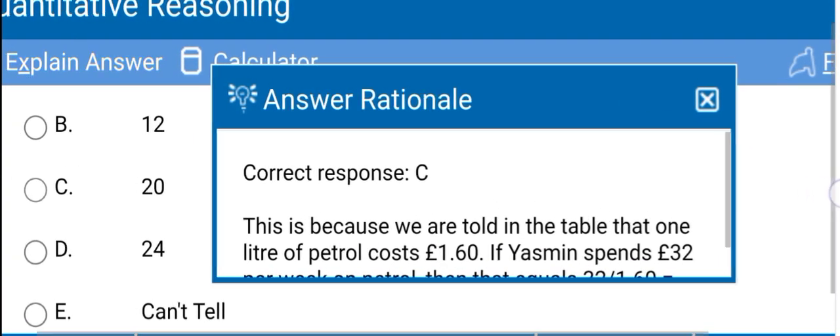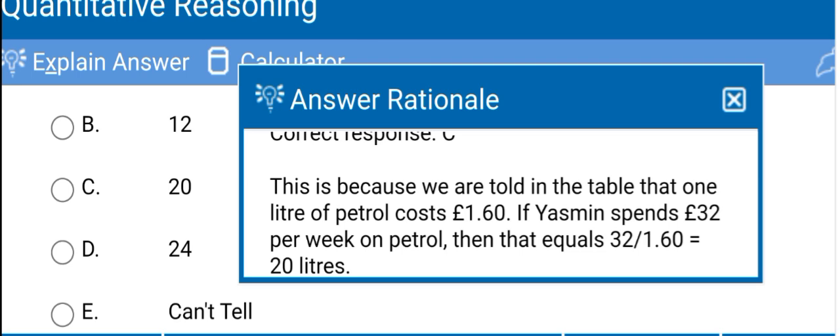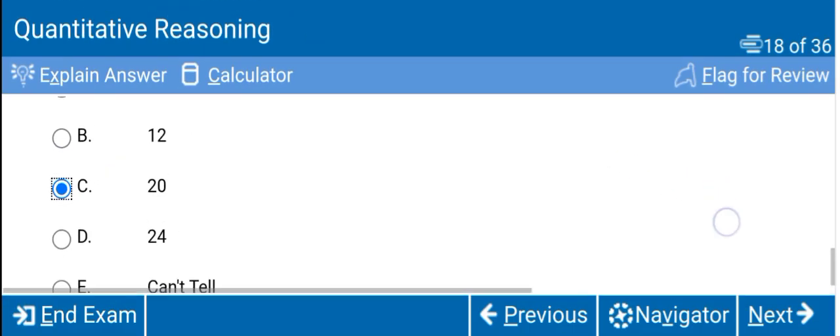This is because we're told in the table that 1 liter of petrol costs 1.60 pounds. So if Yasmin spends 32 pounds per week on petrol, then that equals 32 divided by 1.60 pounds equals 20 liters. So the correct response we have is option C, that is 20 liters.